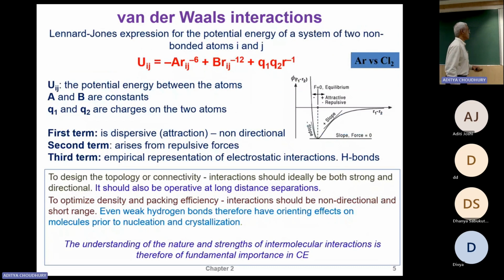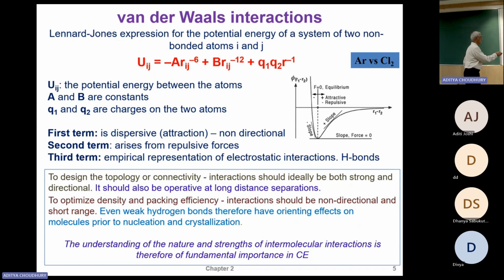Okay, again, let's talk about van der Waals interactions. Again, we can use the same potential energy diagram to explain the Lennard-Jones expression for this potential energy. It has A and B: this is attractive, repulsive, and this is electrostatic. You're all probably familiar. The attractive one, the distance dependence is r to the power of -6. The repulsive is -12 on this side, and this is -6 on this side.